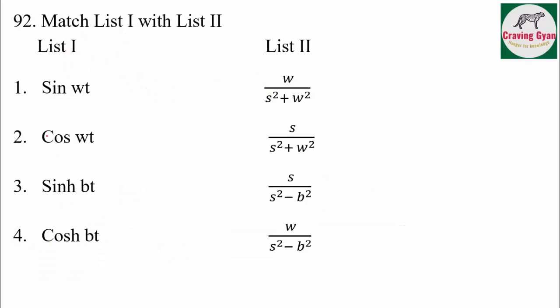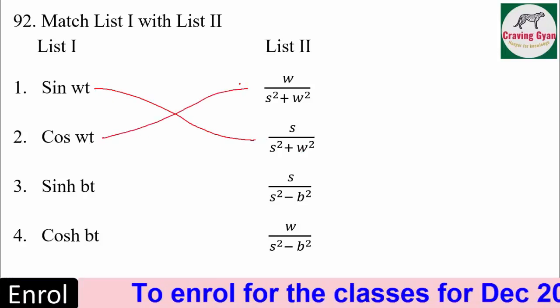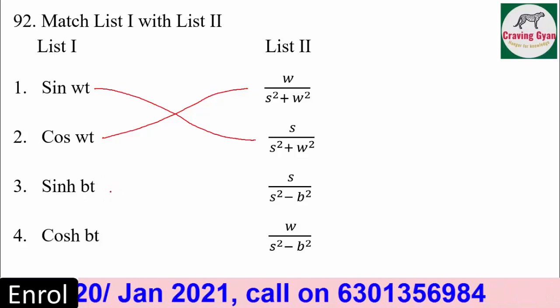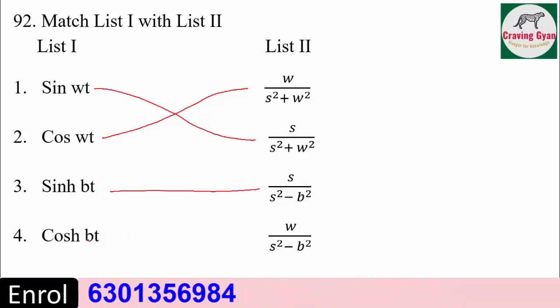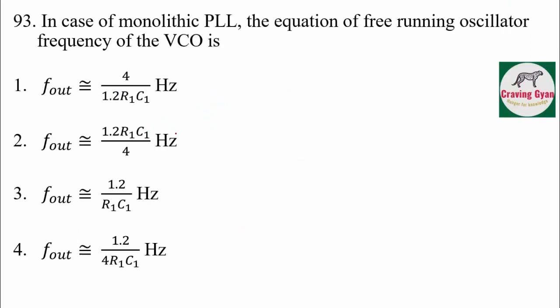Match the following. List 1 they are talking in terms of time domain. List 2 Laplace transform they are telling. Sin omega t is given by omega divided by S square plus omega square. Cos omega t is given by S divided by S square plus omega square. Sinh bt, a hyperbolic function, is given by B divided by S square minus B square, and for cosh bt it is given by S divided by S square minus B square. In the case of monolithic phase lock loop, the equation of free running oscillator frequency of the voltage controlled oscillator is approximately equal to 1.2 divided by 4 times R1 times C1. Nothing but option 4 is going to follow.